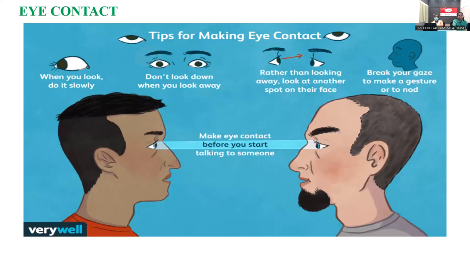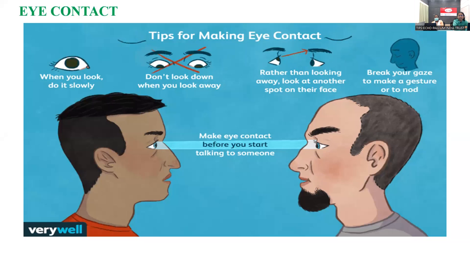The next thing is tips for making eye contact. When we are going to meet a patient, we should make eye contact. When you look, do it slowly. Don't look down. When a patient is looking at you and you look down, it means we are losing contact with the patient, and rapport building will be lost between them.